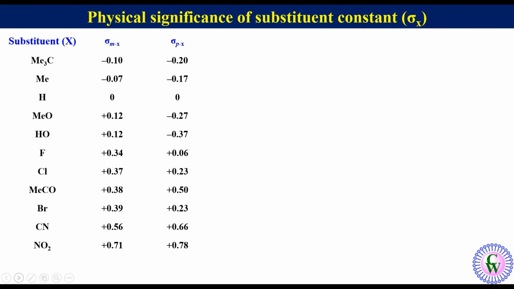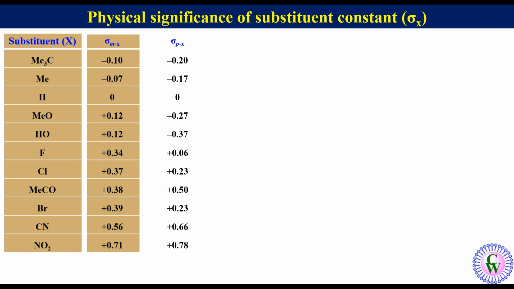Let's have a table showing values of substituent constants for different substituents at meta and para positions. First, look at the values for meta substituents. We can see that meta-2-butyl and meta-methyl have small negative values, suggesting that they are weak electron donors in nature. By definition, the value is 0 for H. Methoxy and hydroxy have small positive values, suggesting weak electron withdrawing nature at meta position.